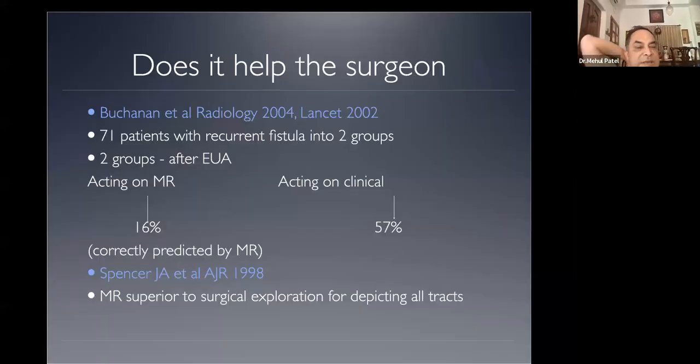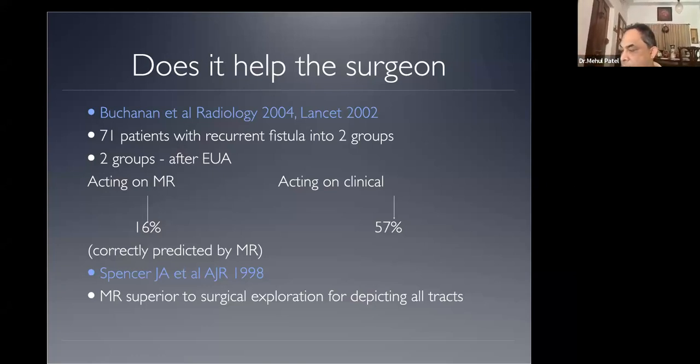Now the next question again by this particular paper is, this is a Lancet paper around about the same time. If you look at 71 patients, so does it help the surgeon? In the old days, and again, as I said to you, this is when we were trying to convince the surgeons that everybody must get an MRI. I think the surgeons are convinced now.